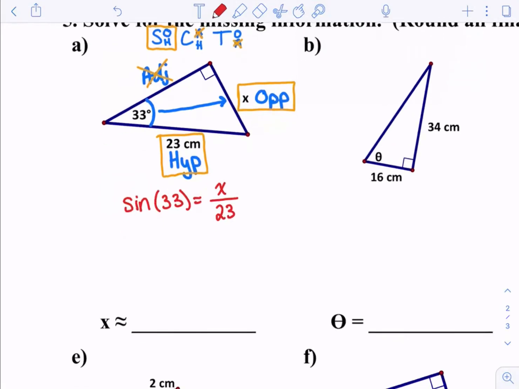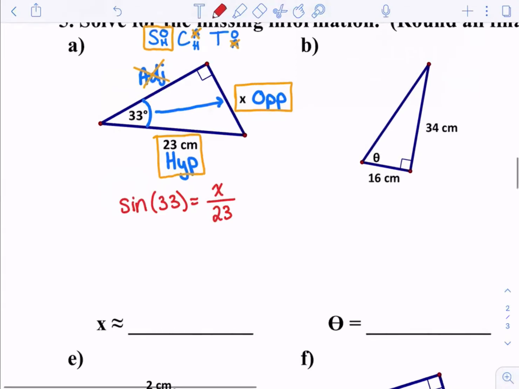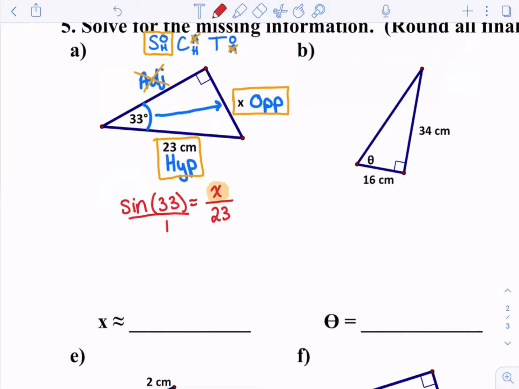Now I have to solve. Once you can set it up, the easy part is solving, but I'll show you the different ways that you could solve. Here, x is in the numerator. This is one way in which you will find that you have to complete these problems. When that happens, you could just put this over 1 and then cross multiply. Here, let me just use a different color. So when I cross multiply, 1 times x is x. And then when I cross multiply here, I get 23 times sine 33.